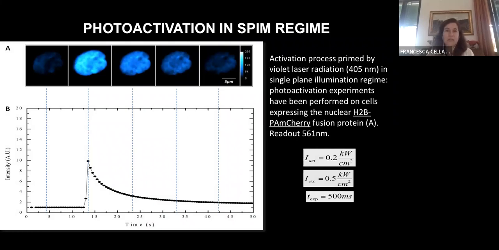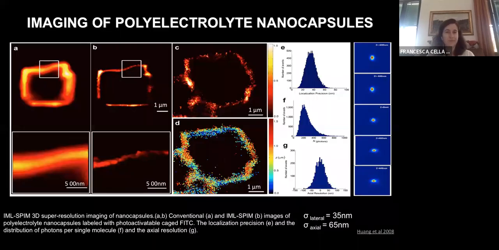So the basic idea is that we can image cells. This is just a test. We were expressing a photoactivatable protein, PAmCherry, with the histone H2B. And we can see that when we switch on the activation light, so the UV light, the signal is increased. So we are really photoactivating using the light sheet within the sample.